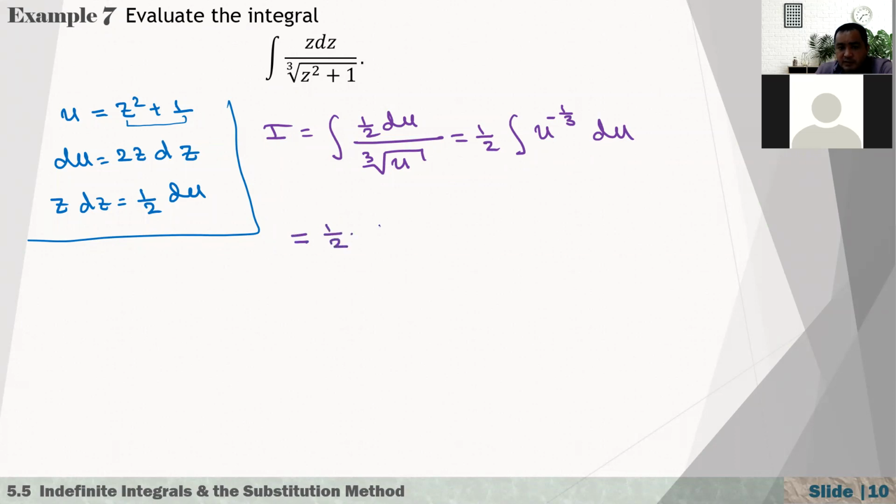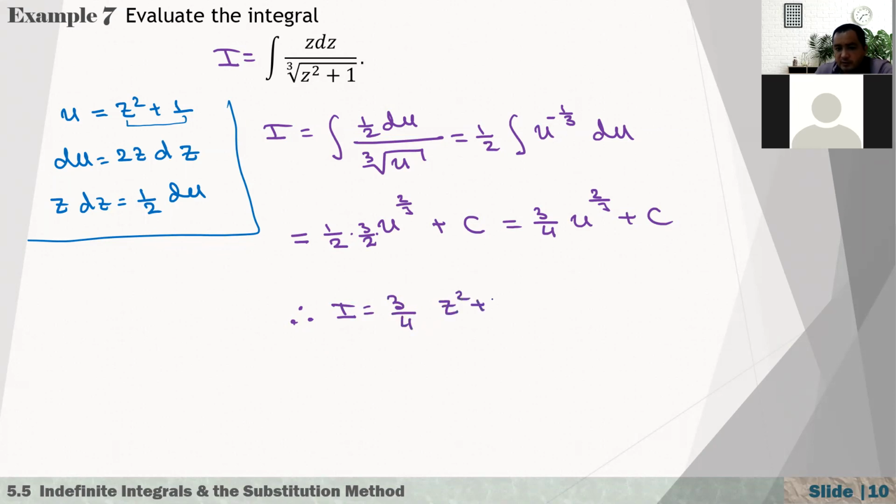1 over 2 times u to the power of minus 1 over 3 plus 1, that's equal to 2 over 3. And here we have 3 over 2, and plus c. That's equal to 3 over 4 u to the power of 2 over 3 plus c. Therefore, the answer is that our integral I is equal to 3 over 4 times z squared plus 1 to the power of 2 over 3, plus c.